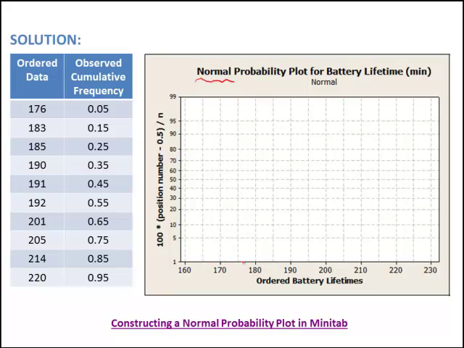So we go over here to 176, and I go up to the 5% position. Okay, so there's my first data value. At 183, that is 15%. At 185, that is 25%. At 190, that is 35%. Let's just do one more. 191, that's very close in here, is 45%. I'm just going to continue to do this throughout all the points.